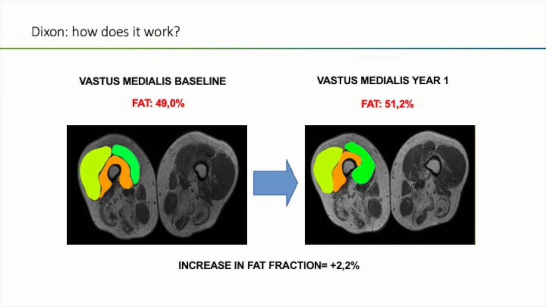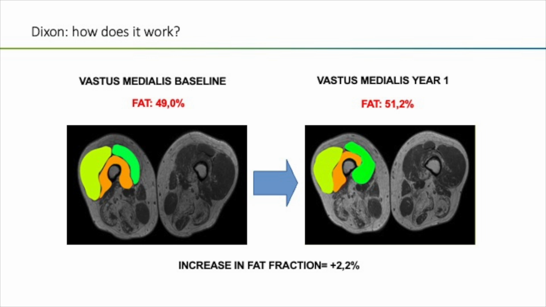We can draw many regions of interest. We can study the whole leg, the whole thigh, or just individual muscles, and come out with what we call the fat fraction, which means the mean amount of fat that is present in the thigh, for example, or the leg.